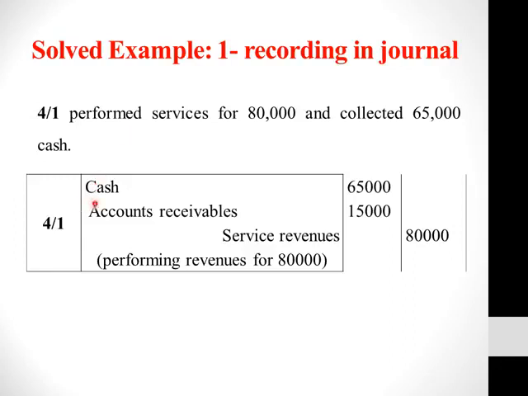So the journal entry will be cash in the debit side, as we received cash, so we increased our cash and assets. And a new asset will appear, which is accounts receivable. This is the amount I need to collect later on from the customer. And service revenues, we know that revenues are normally credit and increased by credit, so we place it in the credit side.